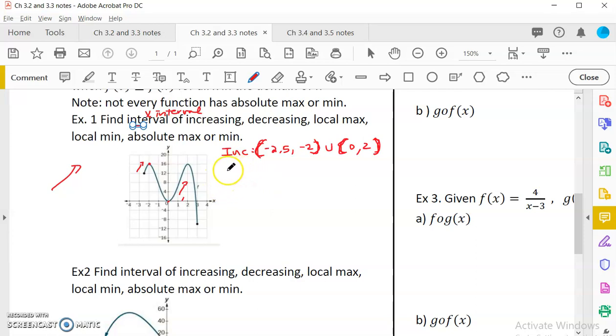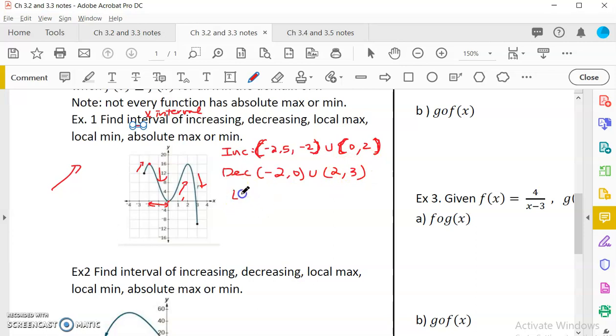And then what about decreasing? So this is still increasing. Decreasing would be when it's dropping, right? So from left to right it's dropping in this part. If we look at the x values, it is from -2 to 0, union from 2 to 3. So that's the decreasing interval.